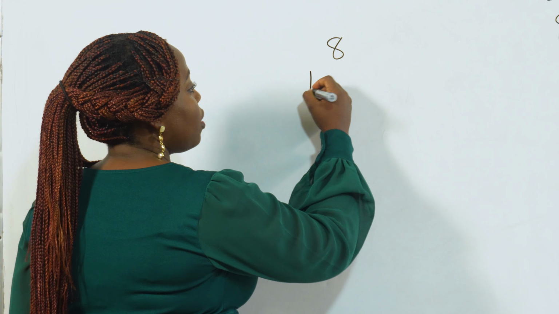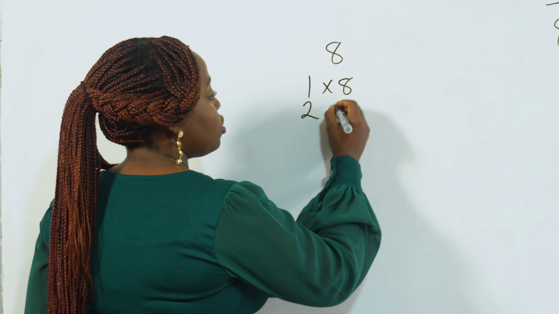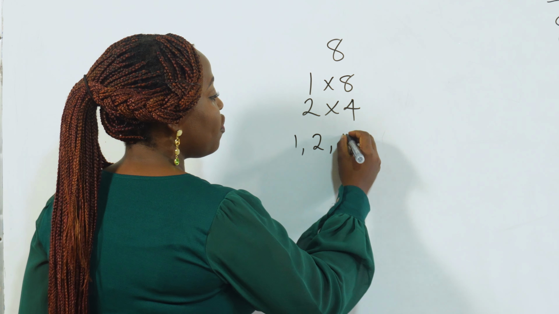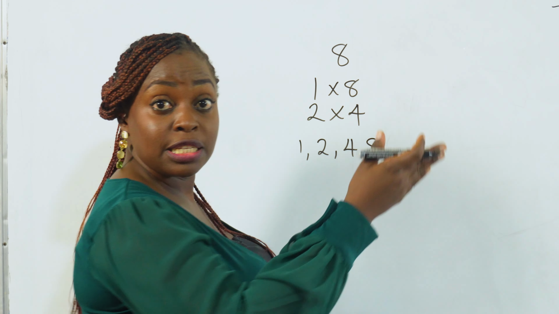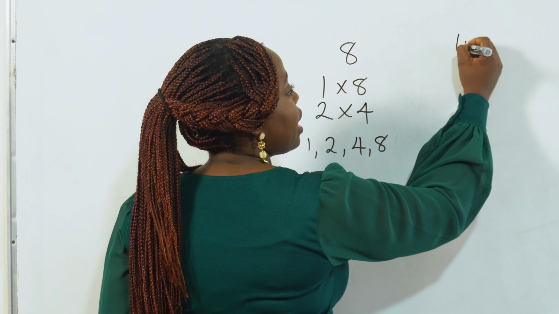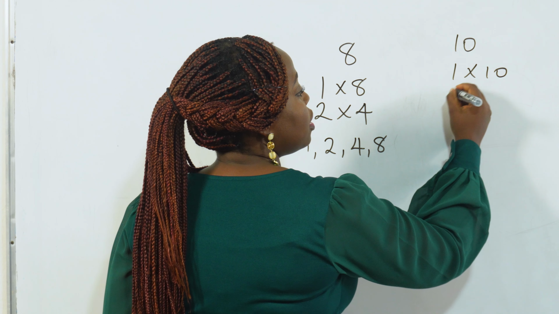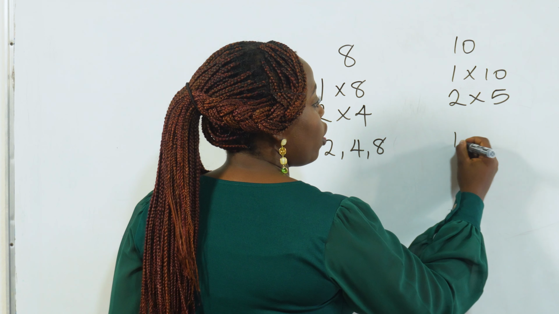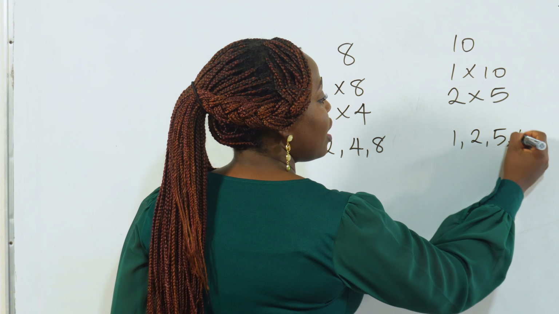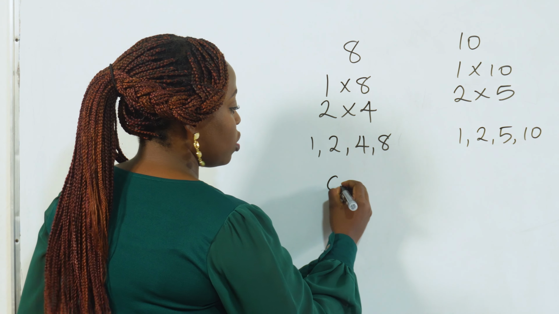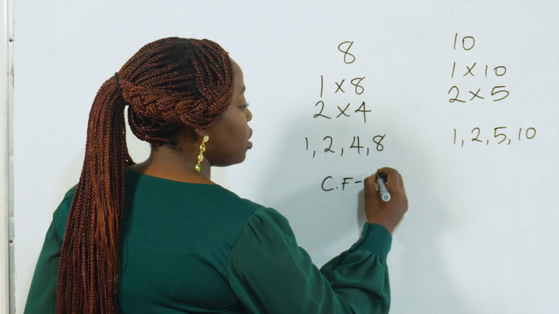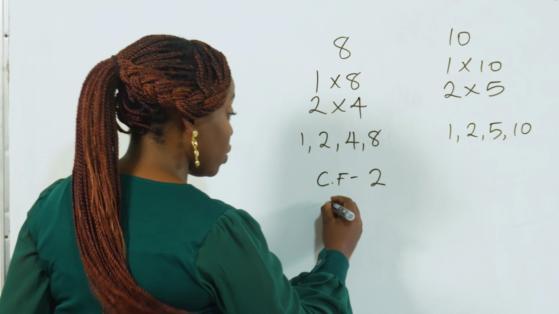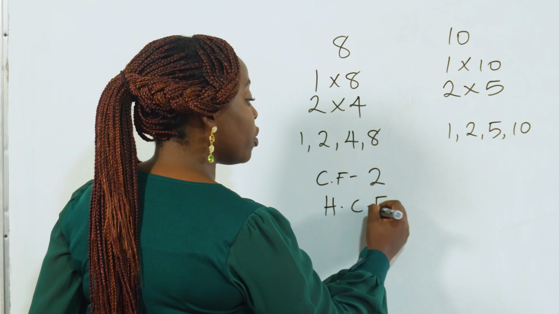Factors of 8 are 1 times 8, 2 times 4. So the factors of 8 are 1, 2, 4, and 8. Now let's list the factors for 10. 10 is 1 times 10 and 2 times 5. So my factors for 10 are 1, 2, 5, and 10. The common factor is 2. That's the only common factor between the both of them, and it also happens to be our highest common factor.